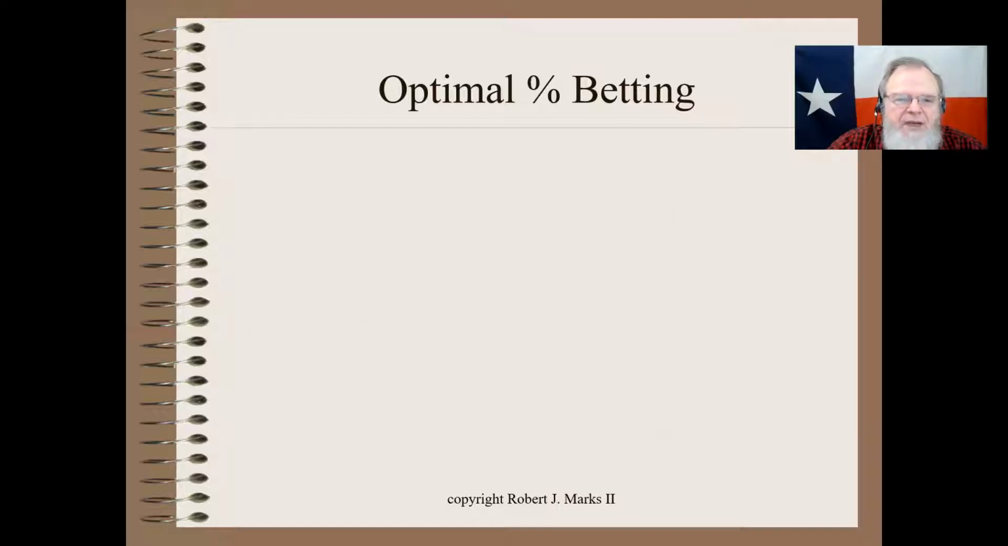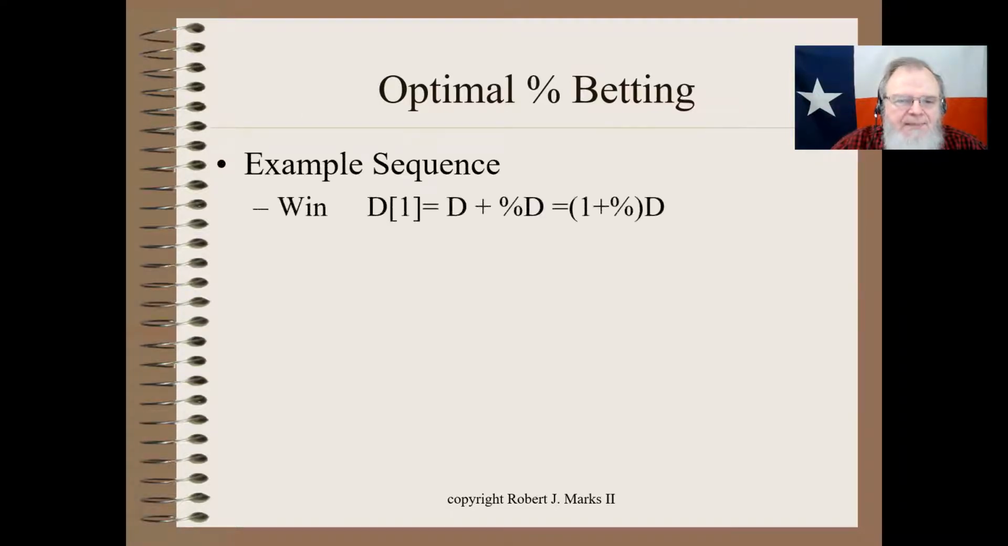Okay, so let's go with this. And we're going to start with an example. The first example sequence is you win. And what you do is, this is the amount of money that you bet. You bet the percent of your stash. So if you win, your new stash is equal to D plus the percent of the stash that you won, under the assumption that you win. So your new stash at the end of 1 is equal to 1 plus this percent times D. This percent is a variable. We're using this as a variable like X.